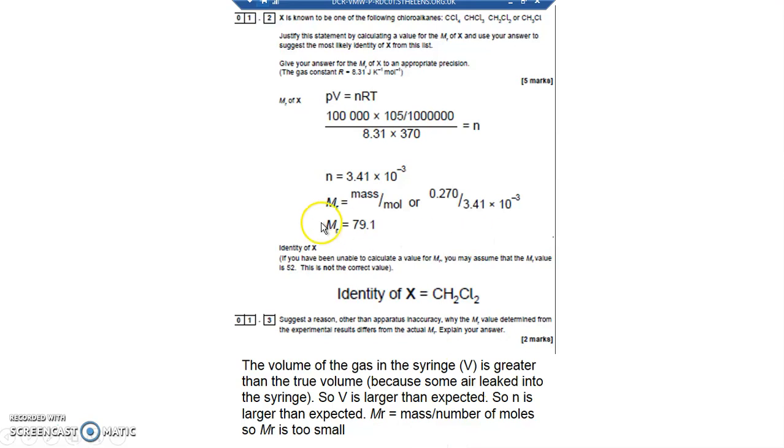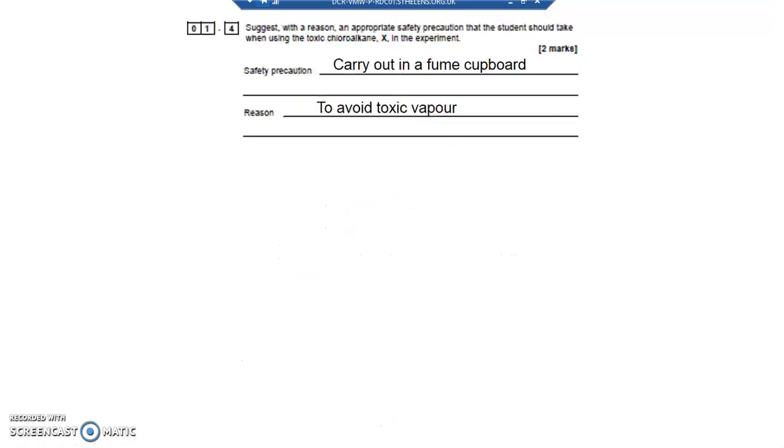So if V is larger than expected, pressure times volume equals n times R times T. If this side is larger than expected because V is larger than expected, then the number of moles is larger than expected. MR is mass divided by number of moles. If the number of moles is bigger than expected and it's a divide by a big number, then MR is going to be smaller than you expect.